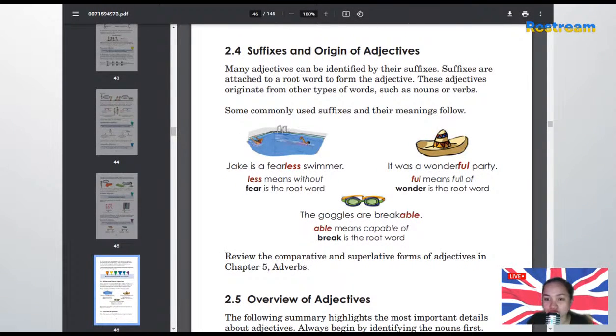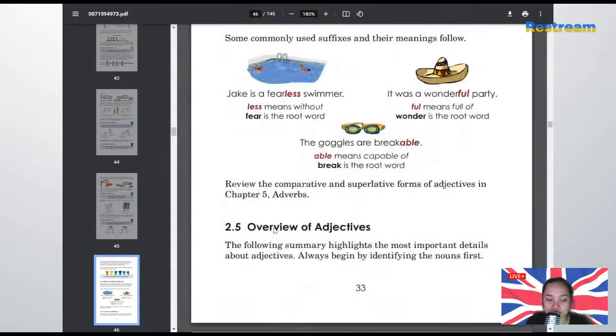Okay. So for the next one, it says here: review the comparative and superlative forms of adjectives in chapter 5, adverbs. So you will know more about the comparative and superlative forms of adjectives in chapter 5, which is about the part of speech, the adverb. But for now we just continue on the adjectives.